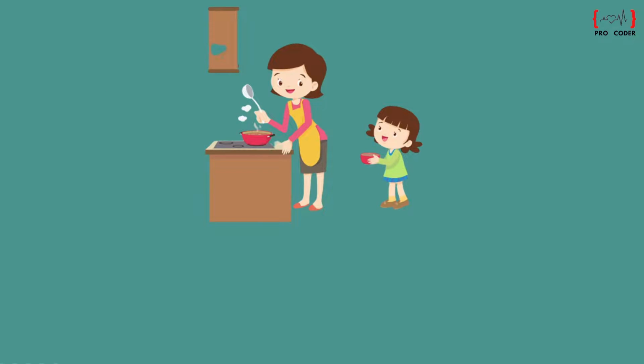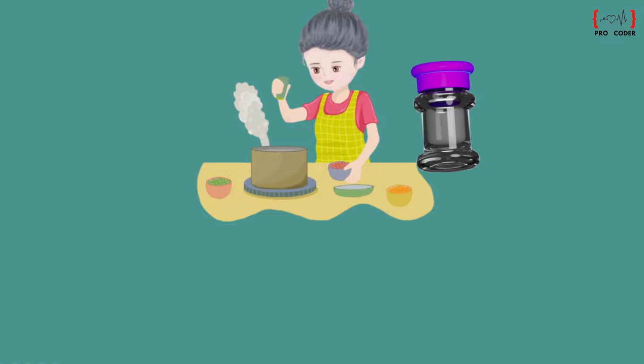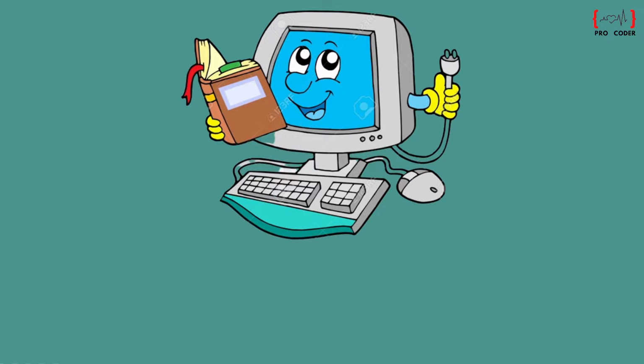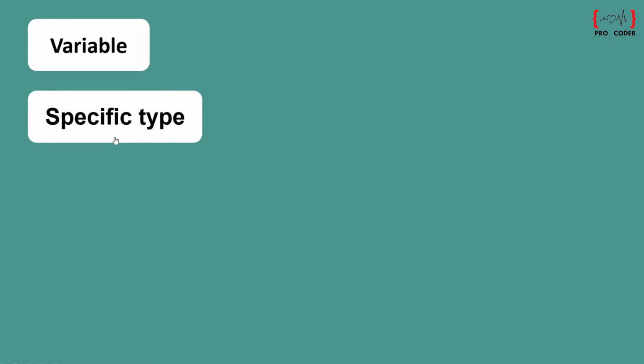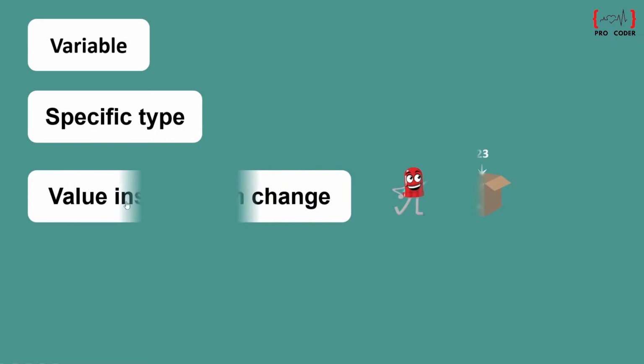Do you know how our mother stores salt in our home? They store salt in a box or in plastic. Similarly, in computer memory, if you need to store data or value, then we need a box that is capable of holding data. So, we can reserve some space, and this task is done using a variable. A variable is nothing but a box or a container that is capable of holding data. And each variable has a specific type. It is called a variable because the value inside it can change.